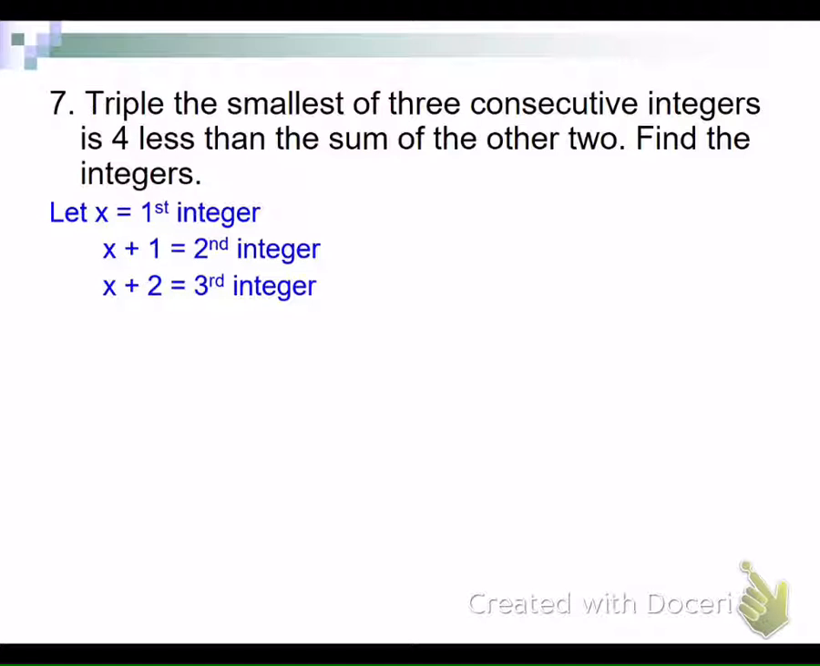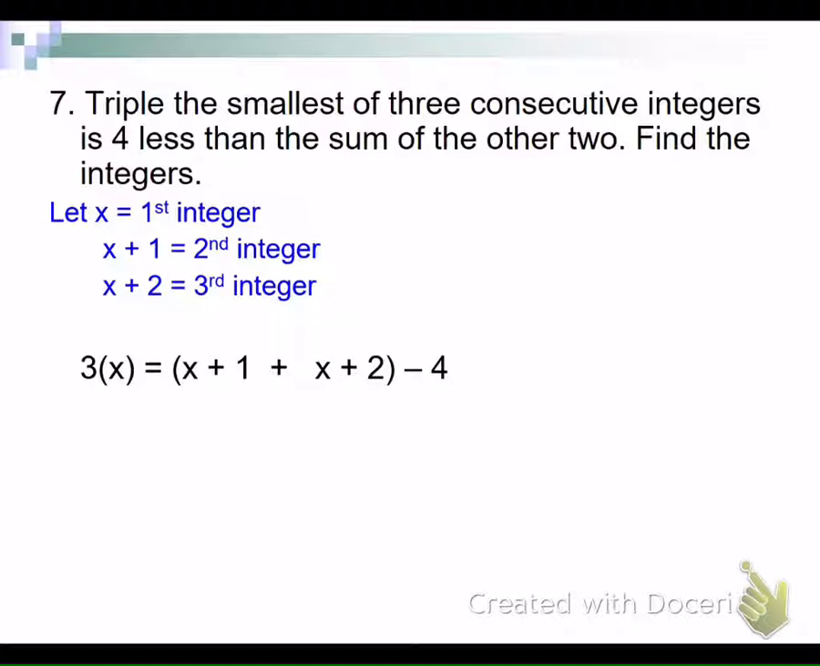Okay? 4 less than. I know that means at the end of the problem, I'm going to have a minus 4. The sum of the other two. Sum means what? Add. The other two are the x plus 1 and the x plus 2. So here's my equation. Triple the smallest is 4 less than the sum of the other two.